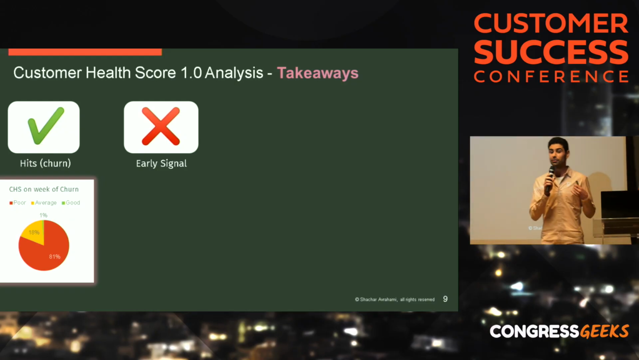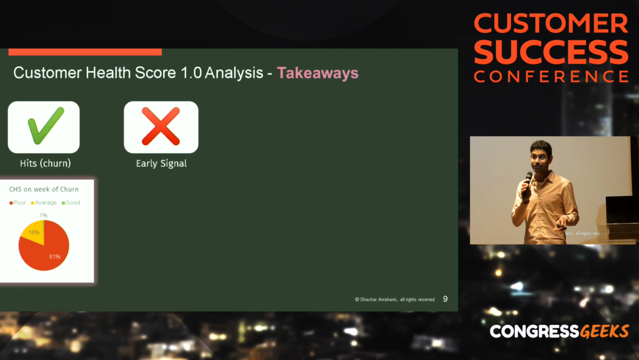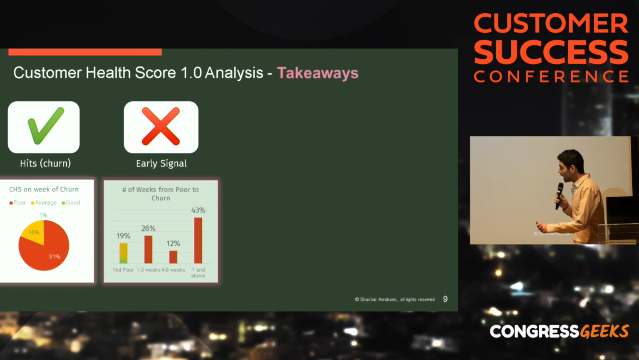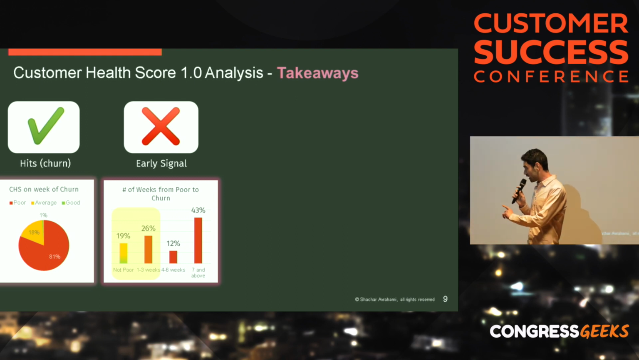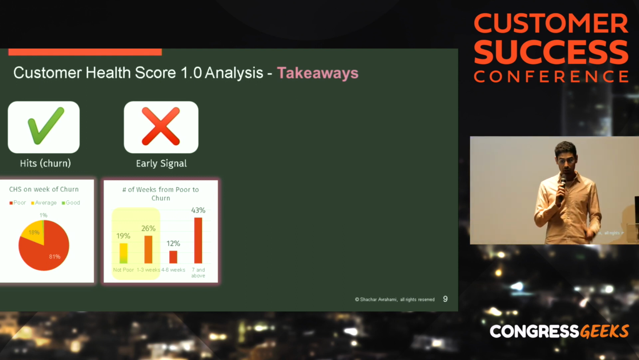So we drilled down and understood how long in advance we marked them as poor. Because if we marked them as poor one week before, not so great, because maybe we don't have any way to prevent this churn. Here, the picture was not that great. We saw that 45% of the accounts that churned, we either didn't mark them as poor or we marked them as poor less than a month before. So telling that something is not going well, but not giving enough time to try to fix it, wasn't good enough for us.